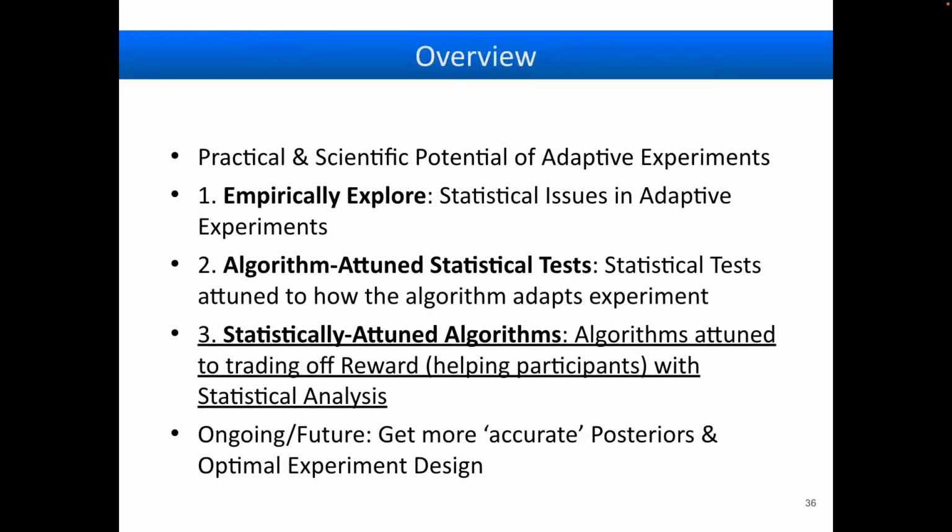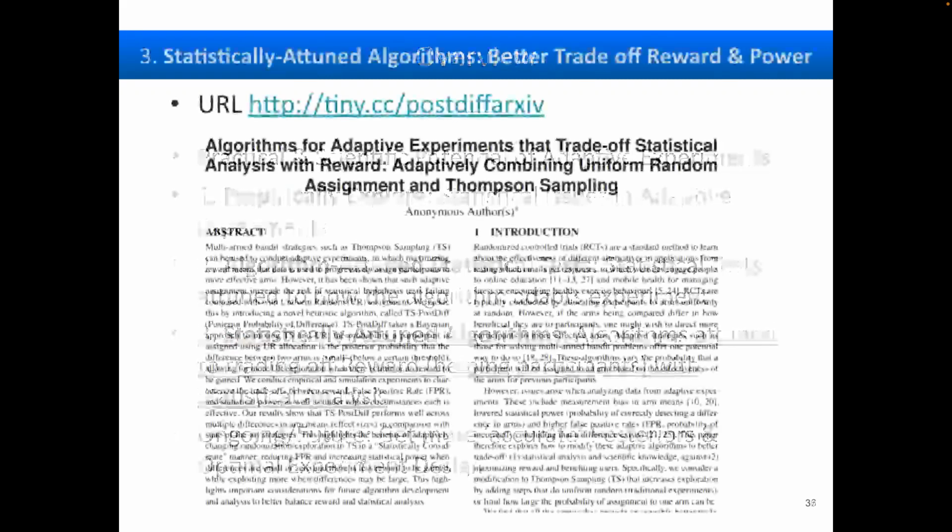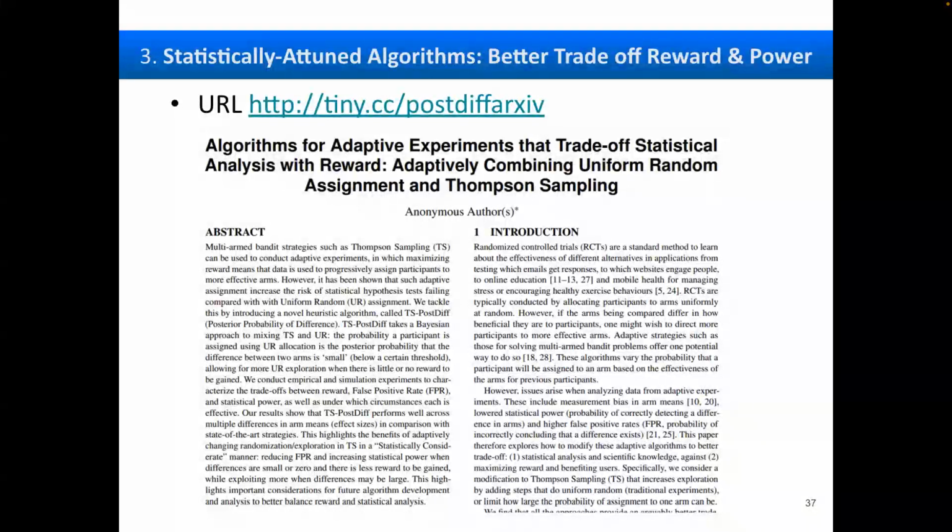Let's see if I can get this through quickly. So the third part, statistically attuned algorithms. How do you have algorithms that tune the trading off of reward and helping participants with statistical analysis? And this is a paper, also all these are working papers. So if you're working on related areas, please let me and my grad students know, just so they don't end up getting scooped or anything. And we're also happy to chat about this.